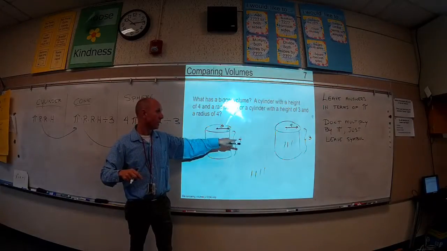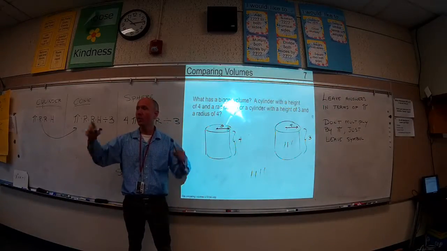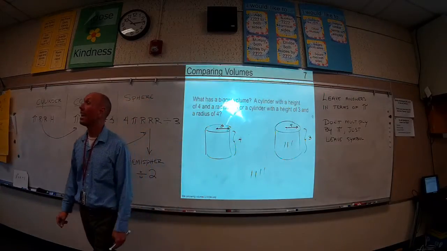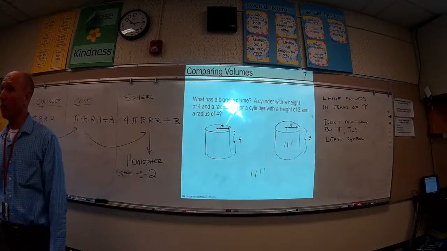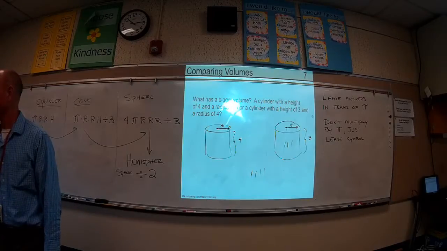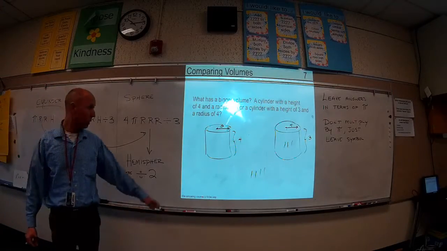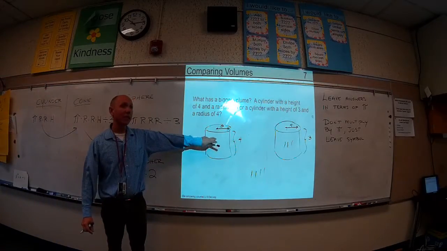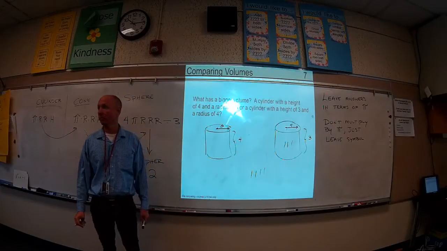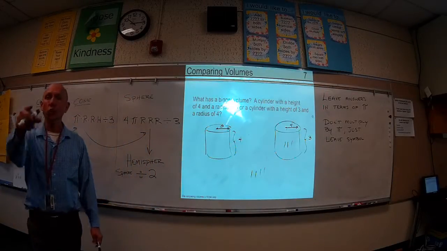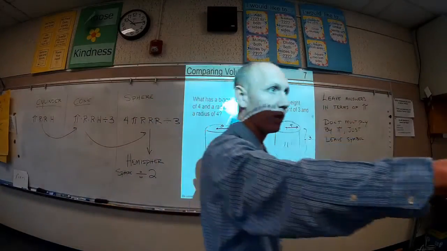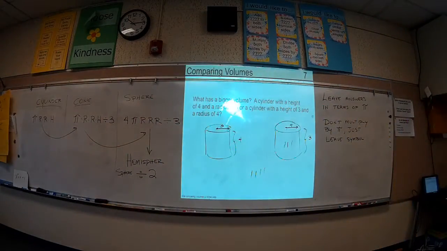Radius, radius, height. Do that for me and show me your number, and put a pi symbol after it. For the first one, radius, radius, height, pi, on the whiteboard. This one right here. Good. Hold on to that. That's how we're going to show our answers today.